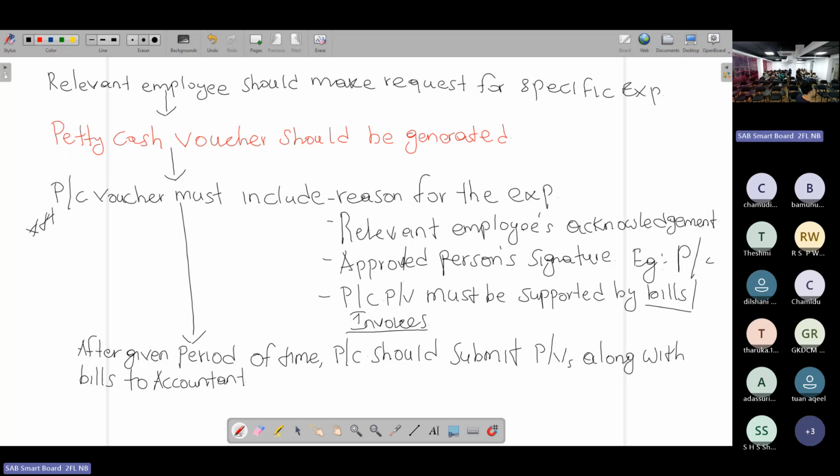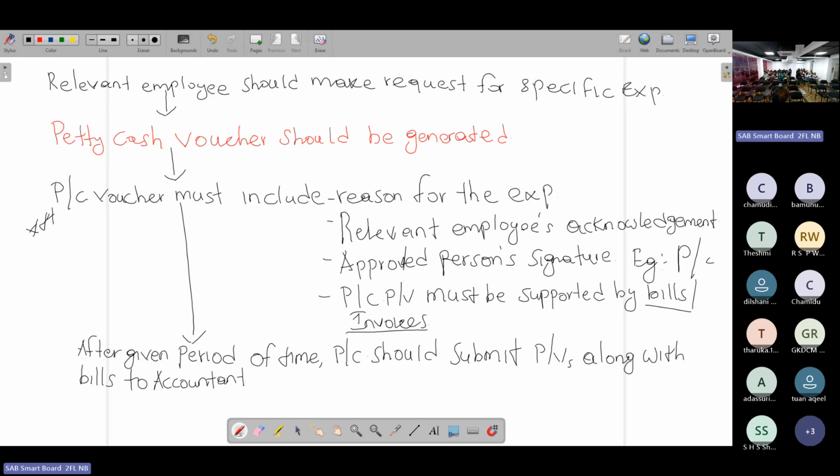Sometimes the petty cashier can maintain the petty cash book, it depends. Otherwise, at the end of the month, the accountant will record these things. It depends, but normally the accountant is responsible for recording petty cash expenses also. That's why I have given this point, so don't misunderstand. The accountant will do the petty cash recording part.